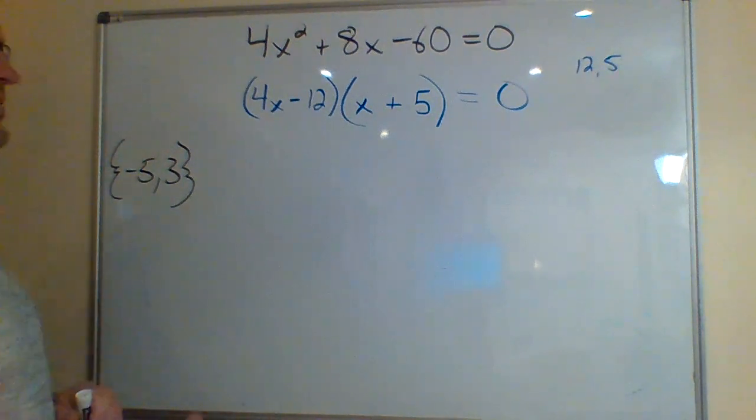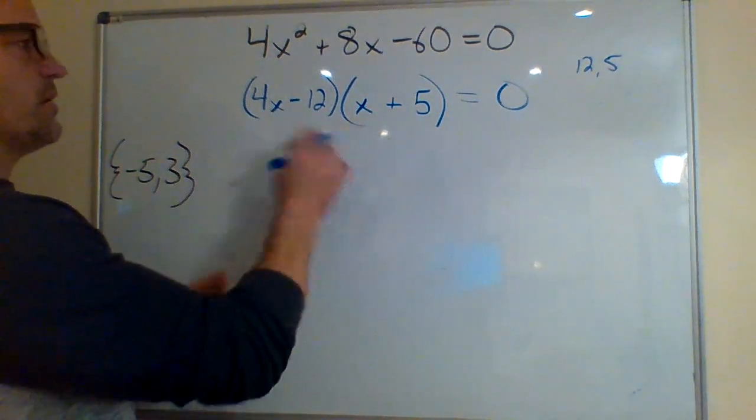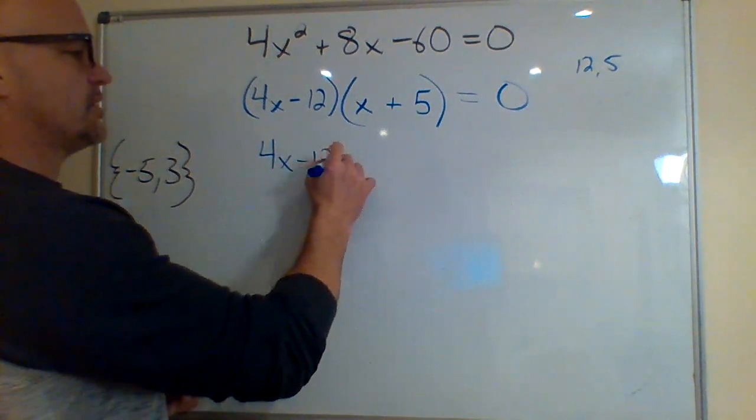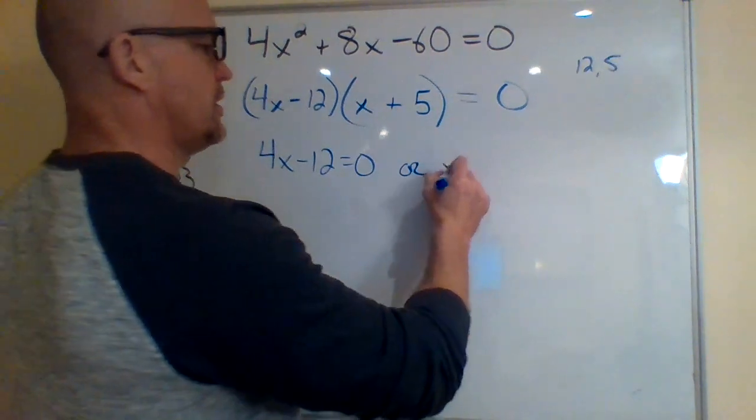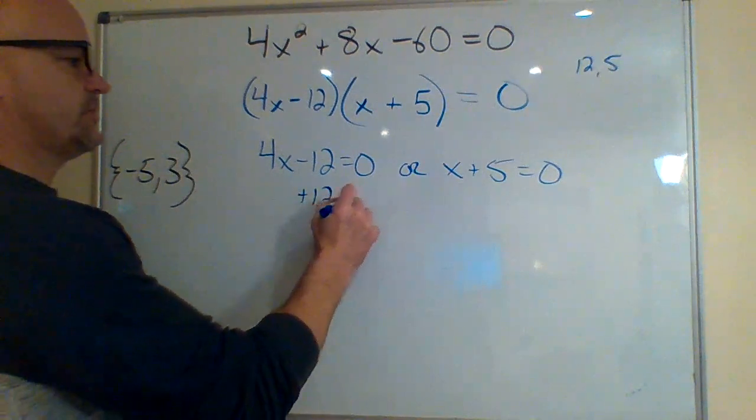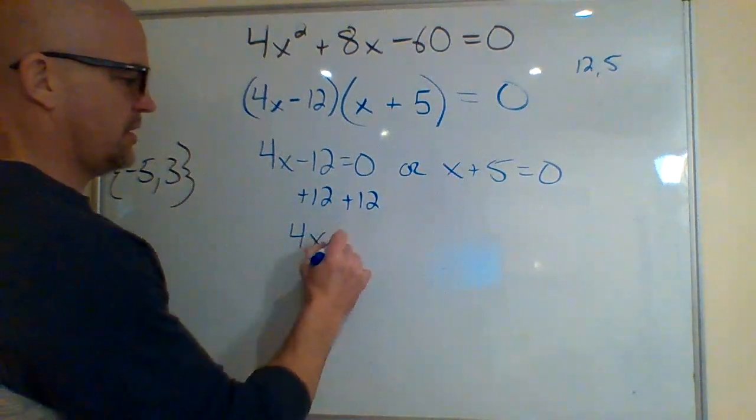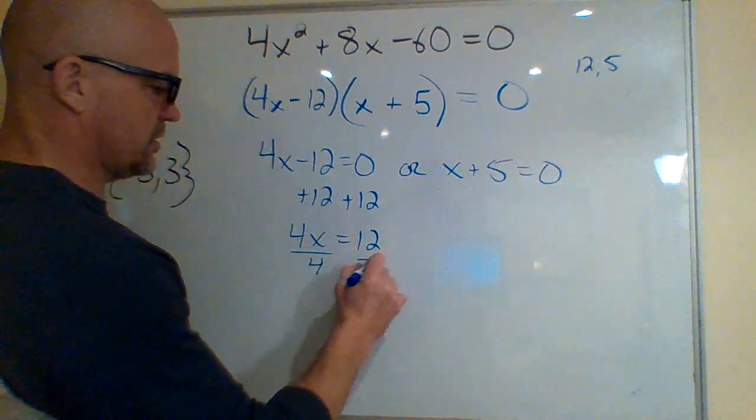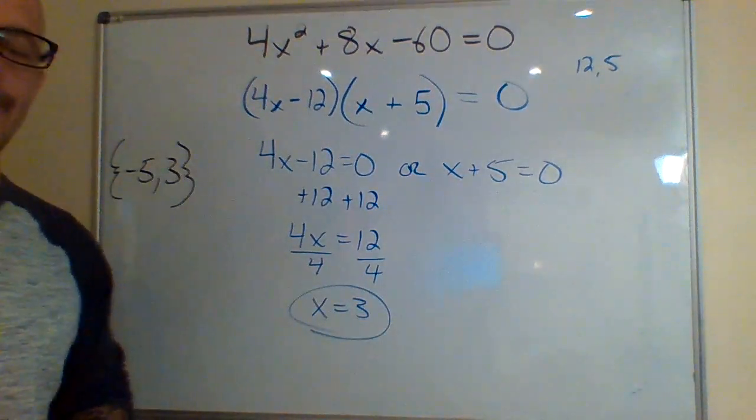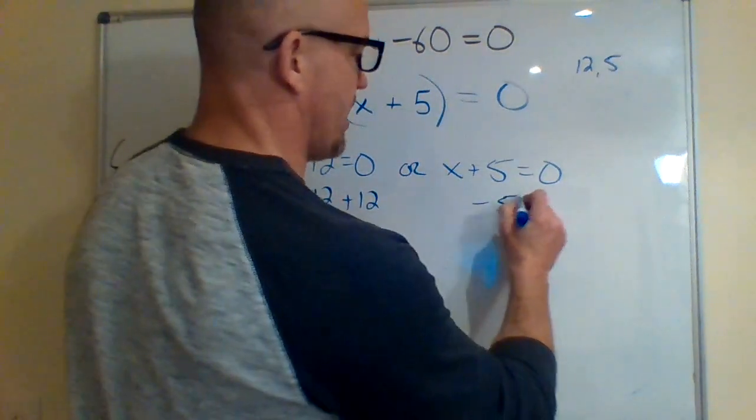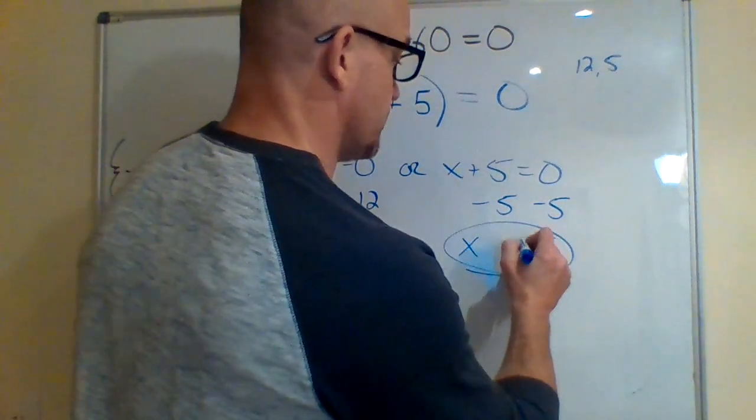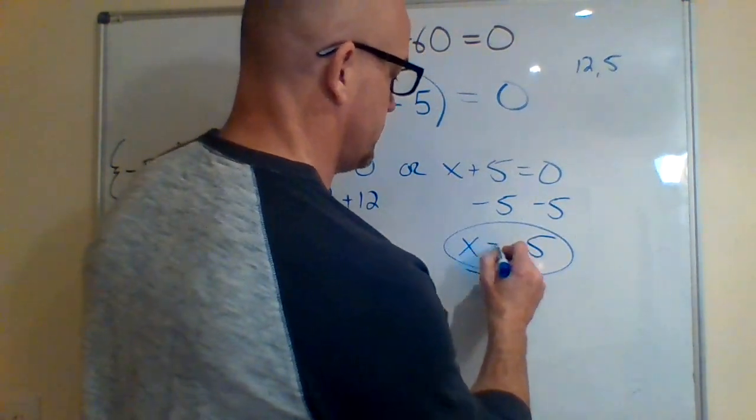Just watch and listen. So when I solve this, I say, okay, zero product property, two things multiplied together. That means 4x minus 12 equals 0, or x plus 5 equals 0. Solving both of these, add 12. I get 4x equals 12. Divide by 4, divide by 4. x is going to equal 3. Over here, subtract 5 from both sides. I'm going to have x equals 5. I'm sorry, x equals negative 5.